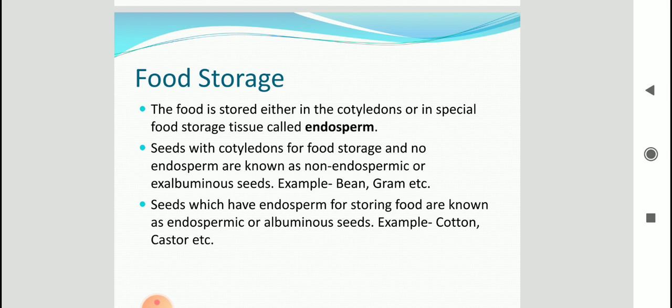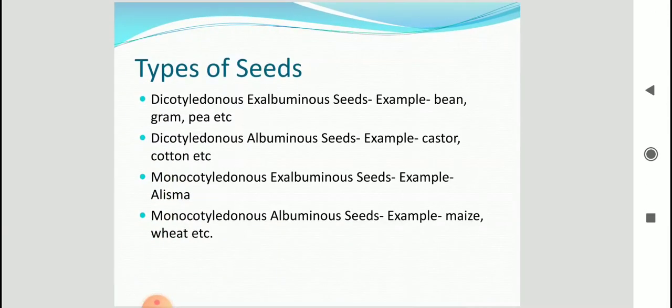Now, on the basis of cotyledons also, I told you that plants are classified as monocots and dicots. Then on the basis of food storage, whether they will be having endosperm or not, again there is a further division. So now we get different types of seeds. What are they? There are 4 possibilities. Dicotyledonous exalbuminous seeds. So how many cotyledons will be there in such seed? 2, and they are exalbuminous, means without endosperm. Examples: bean, gram, pea, etc.